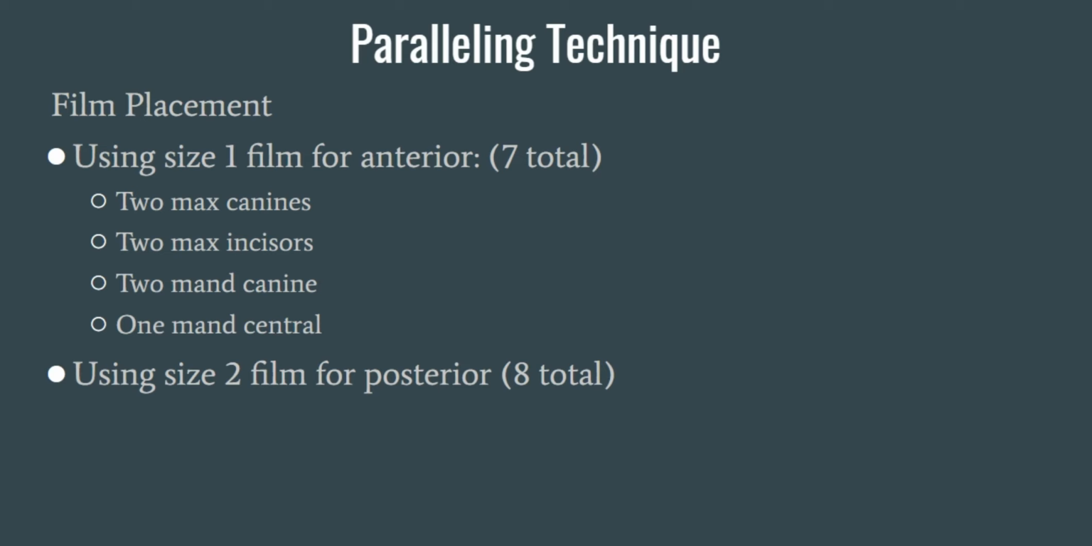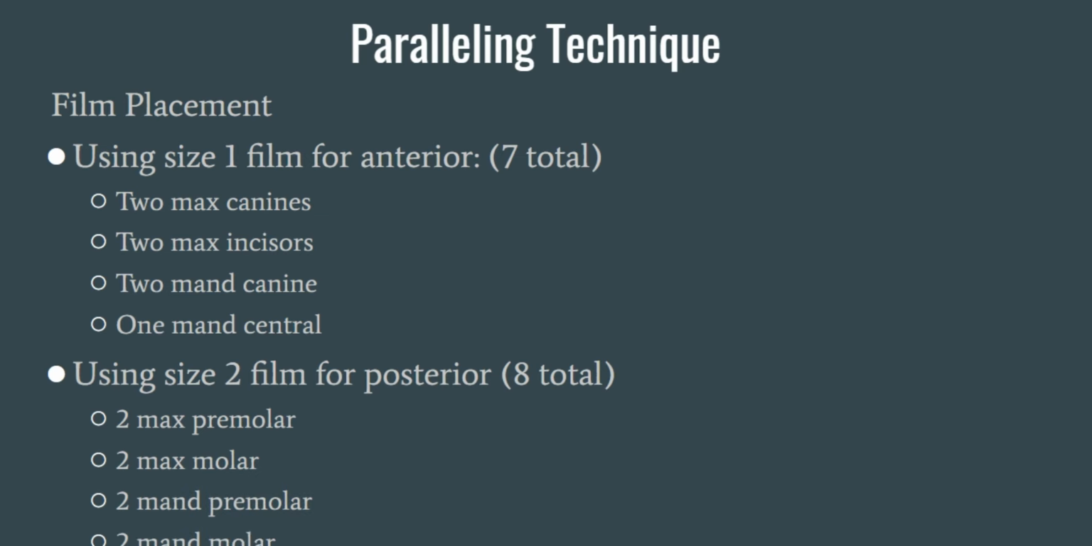And using size 2 film for the posterior, there's going to be 8 films total. You will have 2 maxillary premolars, 2 maxillary molars, 2 mandibular premolars, and 2 mandibular molars.